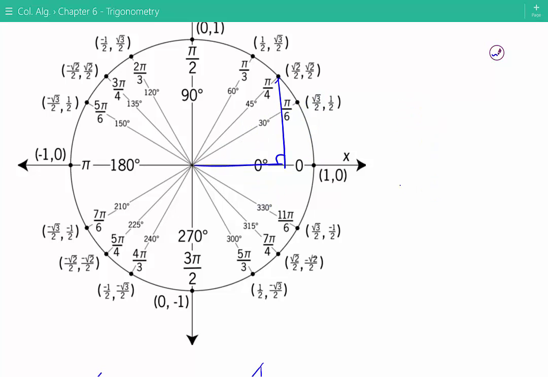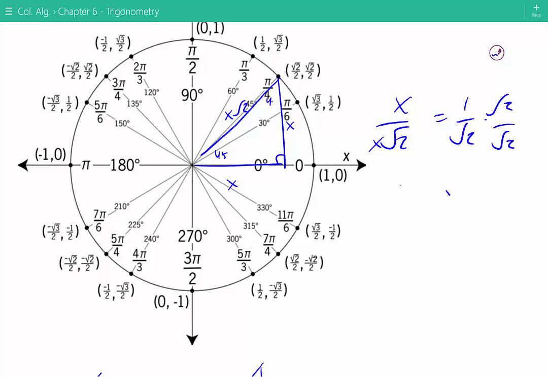Obviously, I can do the same thing with a 45, 45, 90 triangle right here, where this is x, this is x, this is x square root of 2. And you'll see then that adjacent over hypotenuse is x divided by x square root of 2, which the x's cancel, and you get 1 over the square root of 2, which if you rationalize the top and the bottom, that's just the square root of 2 over 2, which is exactly what we have here for the cosine, the x value.